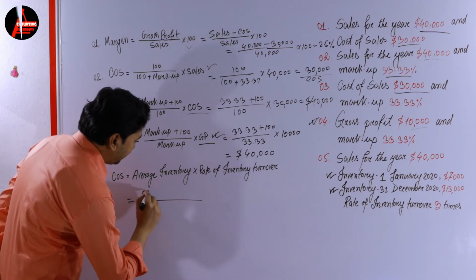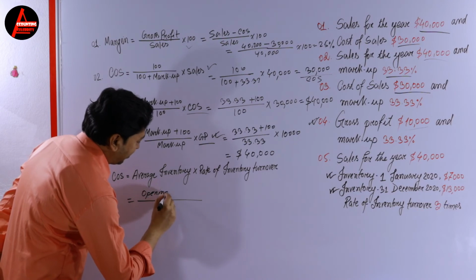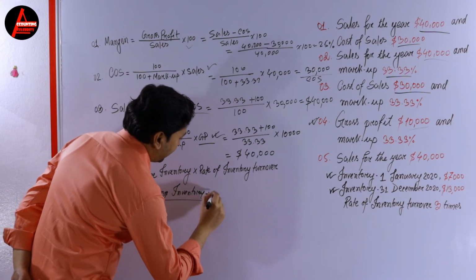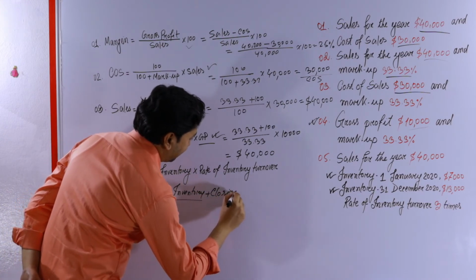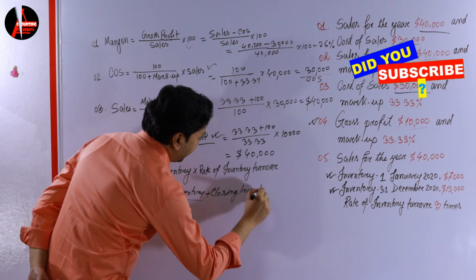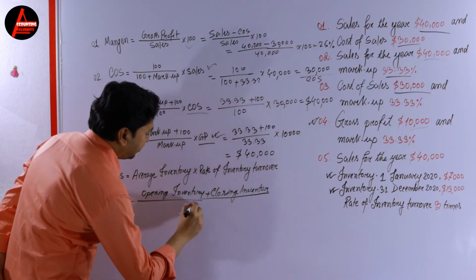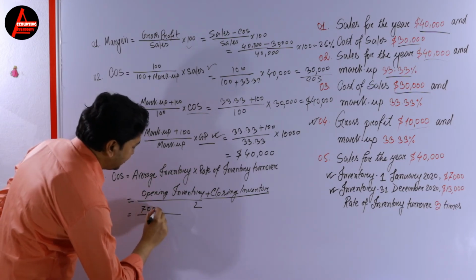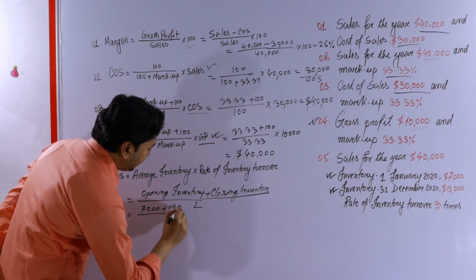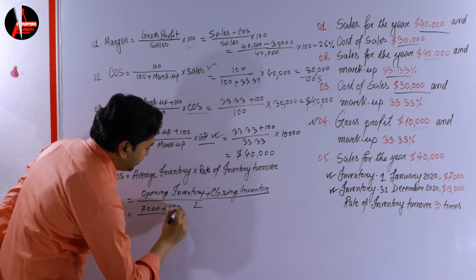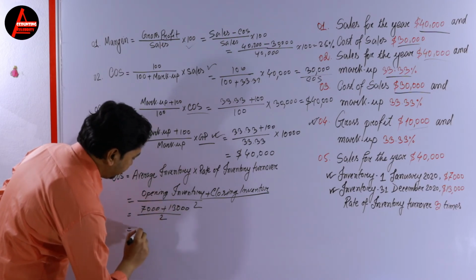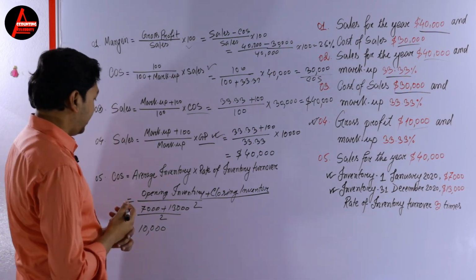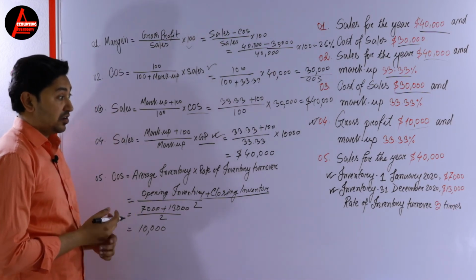Opening inventory plus closing inventory divided by 2. Okay, so opening was how much? $7,000. Closing was $13,000. Okay, divided by 2. So your answer is here $10,000.